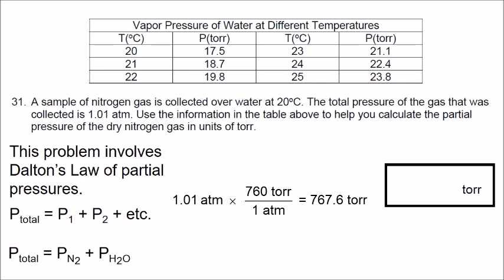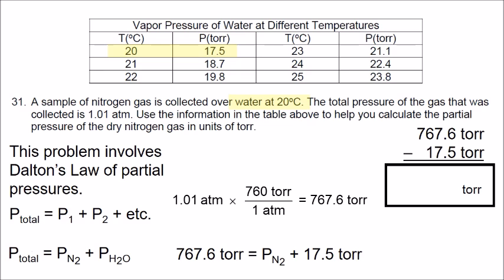So we get 767.6 torr, and that is equal to the total pressure of the mixture of nitrogen and water. Now we're at 20 degrees Celsius, so the pressure of the water is 17.5. To figure out the pressure of the nitrogen, all we have to do is subtract 767.6 minus 17.5. That gives us a pressure of the nitrogen, 750.1 torr.